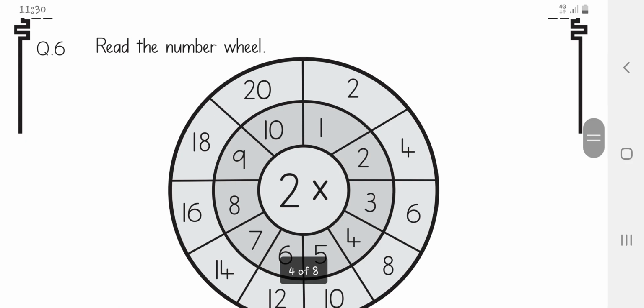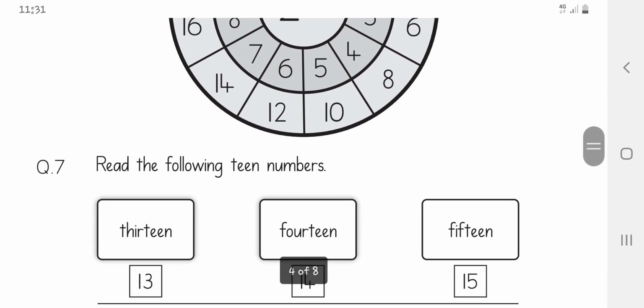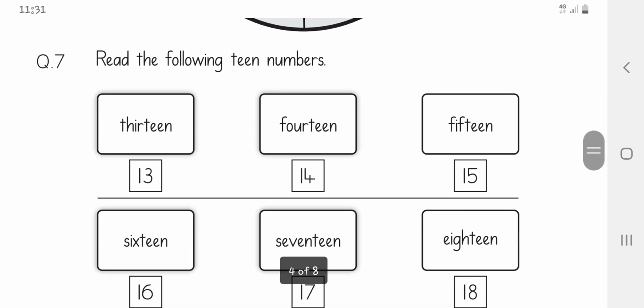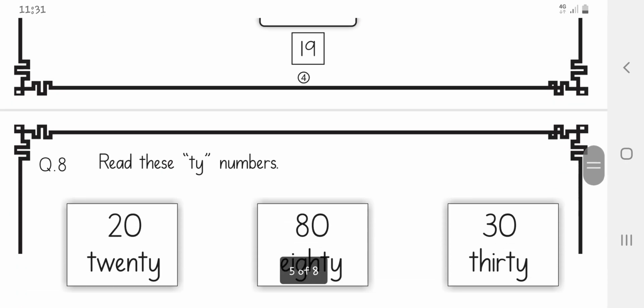Read the number wheel. We have taught them times table through the number wheel. So how are they going to read it? They're going to read it 2 times 1 is 2, 2 times 2 is 4, 2 times 3 is 6. And they have to read the whole number wheel, all oral. Then read the following teen numbers. The number is also given there, and the name of the number is also given there. They just have to read 13, 14, 15, 16, 17, 18, and 19.